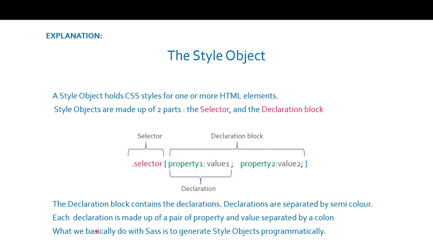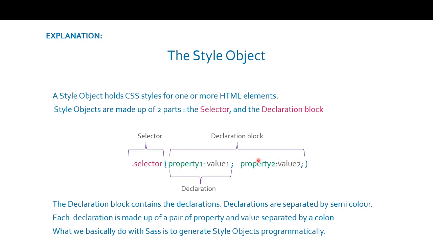Basically, what we try to do with Sass is just to generate this style object programmatically. Just understand this. Everything we'll be talking about, Sass functions, Sass margin, whatever, all we've been trying to do is programmatically generate style objects and programmatically manipulate style objects. Going forward in this lecture, I'll be using all these names: style object, selectors, declaration block, declarations, and the rest. If I talk about a declaration, just know that it is the property and the value. If I talk about a declaration block, it means everything within the curly brackets.